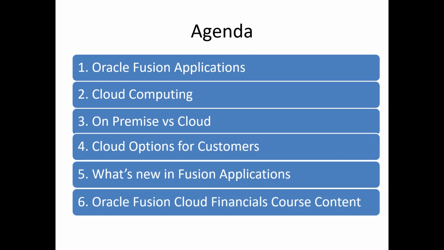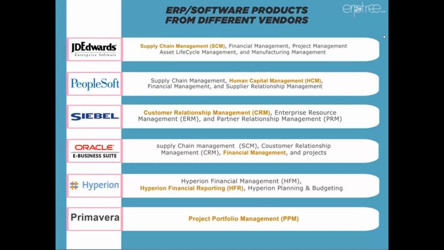Done. The first point is, what does it mean by Fusion application? To understand that, let's look into the slide. These are the different ERP products available in the market: JD Edwards, PeopleSoft, Siebel, Oracle E-Business Suite, and Hyperion for planning, budgeting, and reporting. This is an enterprise application. The same way, Primavera for project portfolio management. Not only these, there are many other ERP products in the market. When you look at these different products, each product is very much specialized in a specific area. We don't see any specific ERP which is really good in all the areas.